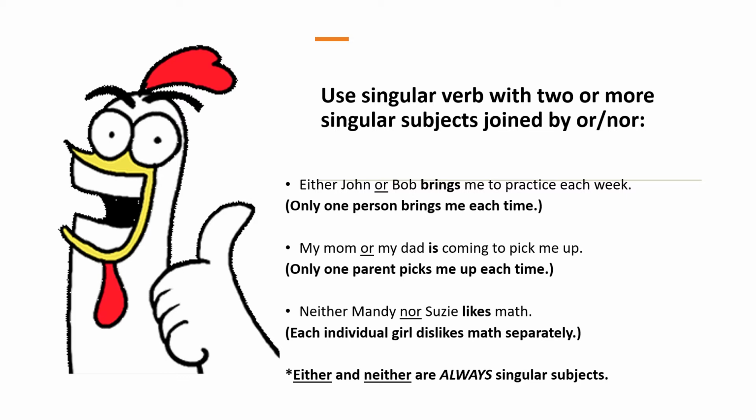Separately, individuals. Neither Mandy nor Susie likes math. Each individual girl dislikes math separately. They're not one person. It's an individual. That's what you're talking about, is an individual's like or dislike of math, okay? So either and neither always, always, always require singular subjects. They always make singular subjects because they're dividing and making things individual, separate entities.